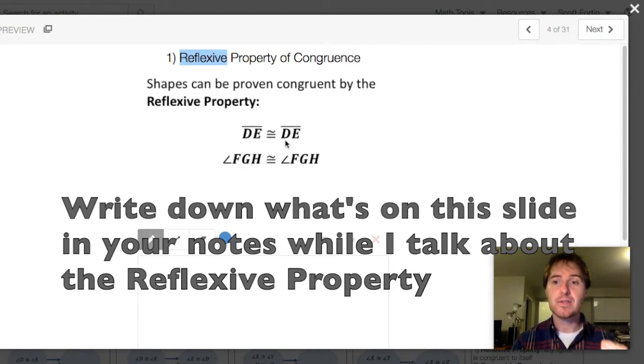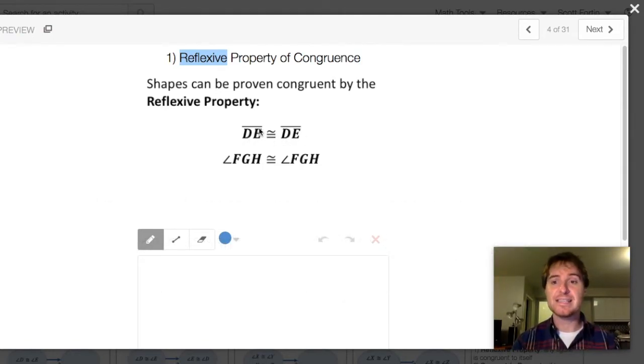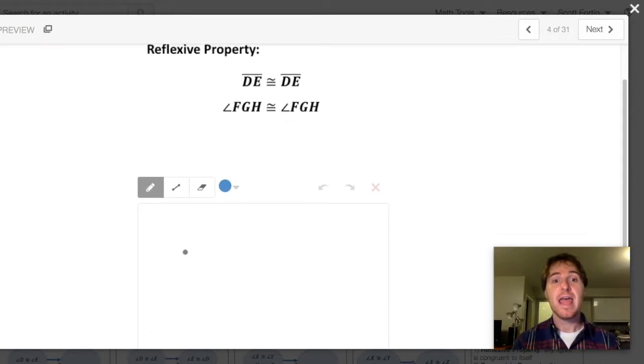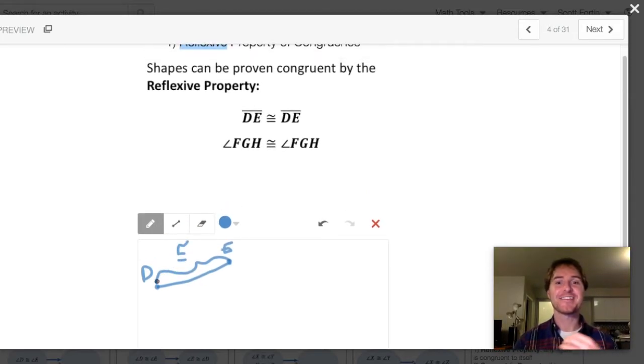So if you ever say this when you're trying to prove something else here, the reason why you can say DE is congruent to DE is because any shape has the reflexive property. So for instance, if we have a segment DE, I have a point here and a point here. That segment, of course, is going to be just as long as itself. So it is congruent to itself. By definition, it has length DE, and that's just as long as length DE of itself. So DE is congruent to DE.